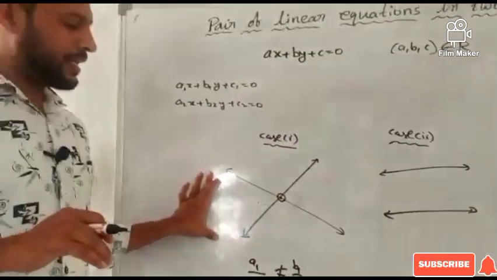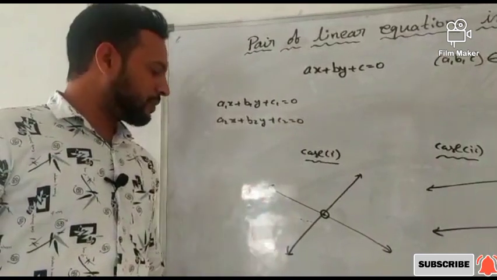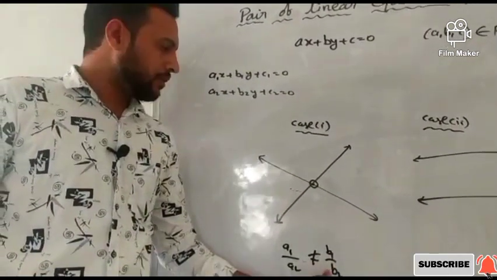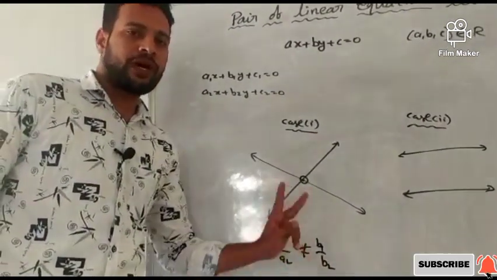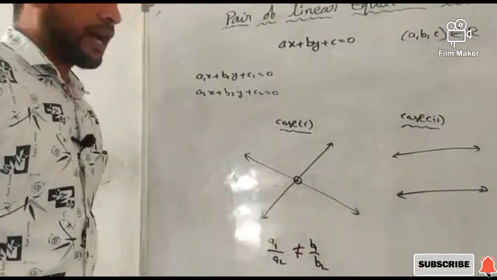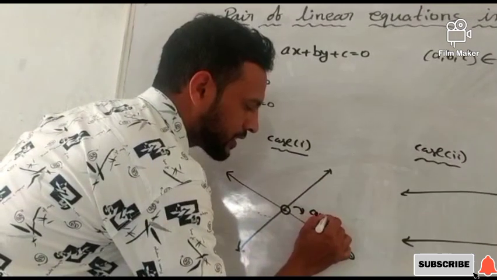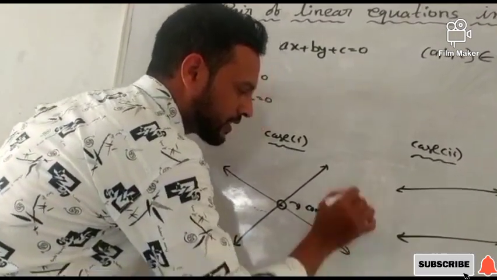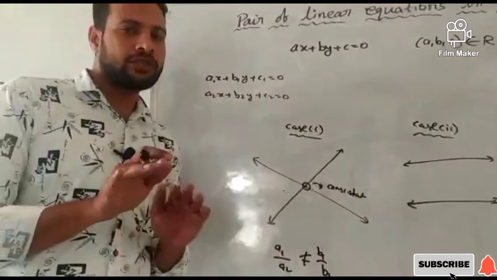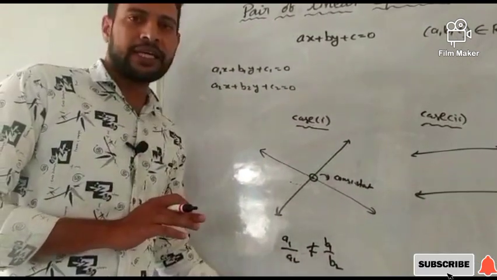Okay. So if two lines are intersecting, then the condition is a1 by a2 not equals to b1 by b2. They have how many solutions? One solution, that is a unique solution. If they have a unique solution, then these lines are said to be consistent. So intersecting lines are also said to be consistent lines.